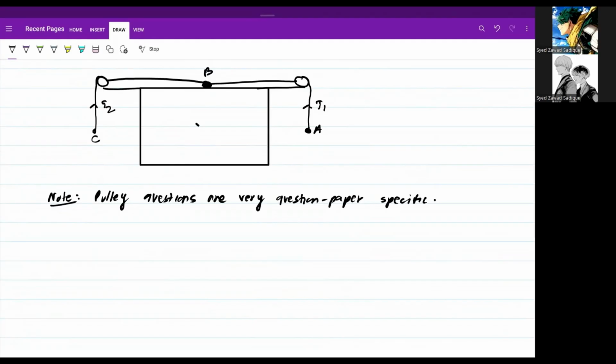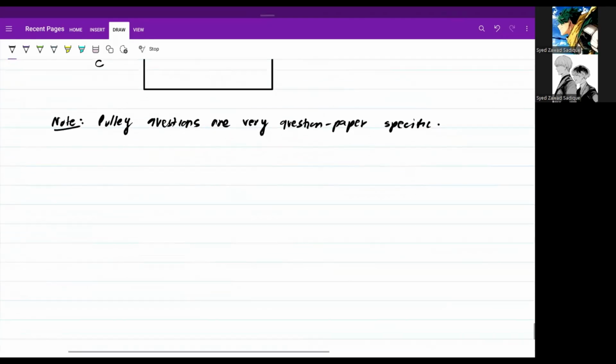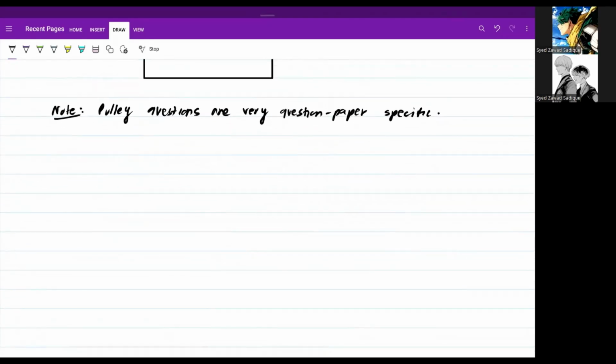You cannot pinpoint anything because there are cases where they match pulley with momentum. Sometimes they match pulley with work, energy, power. It is one of the hardest topics of A2 mechanics, and most of the time people lose marks here. Okay, with this, I think I have explained most of it.